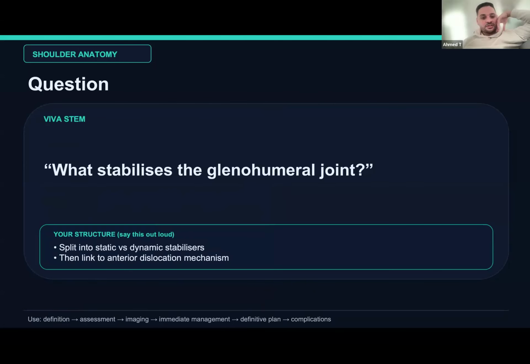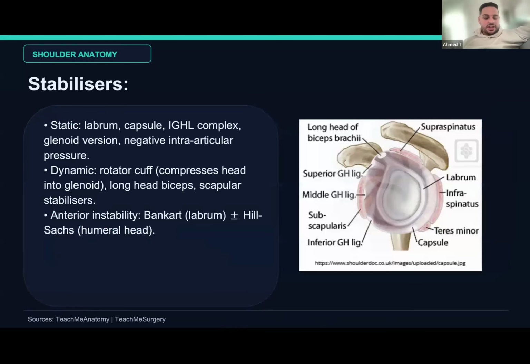Good. So a good tactic is to split them as static and dynamic, and then in the static, split them into bony and ligamentous. So in static bony, as you've mentioned, it's the articulation between the glenoid and the humeral head, the negative intra-articular pressure, and the version of the glenoid itself, and the ligaments or the labrum, inferior glenohumeral ligament, and the capsule. Dynamic are the rotator cuff muscles and the muscles around the shoulder, including the biceps and the scapular stabilizers.